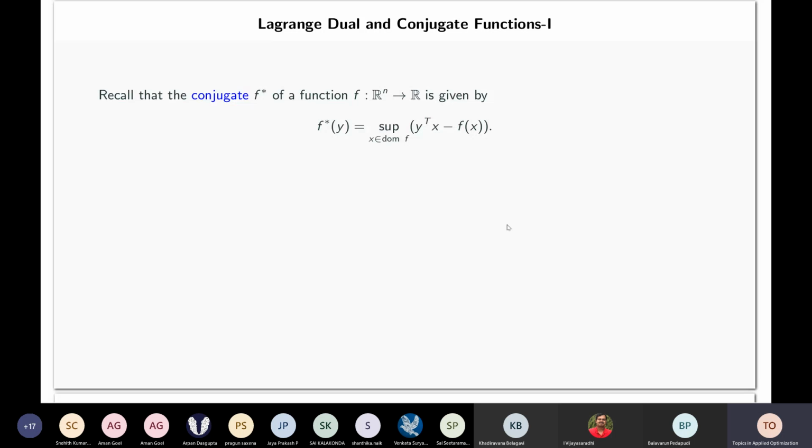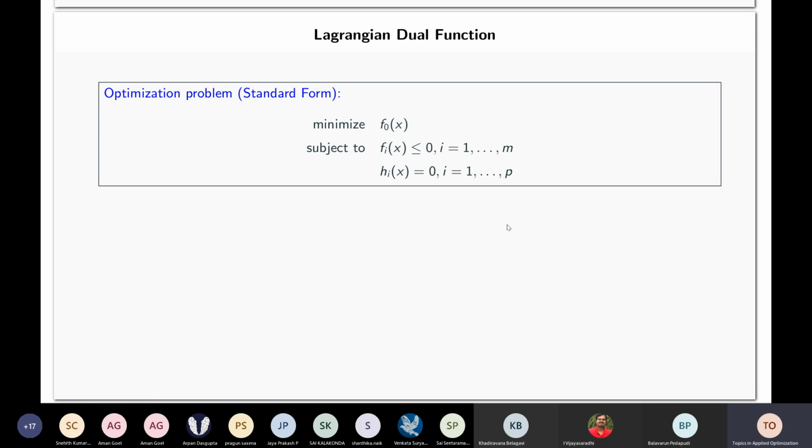Okay, good afternoon, everyone. We were doing duality, and the concept of conjugate functions will play a role in duality. Okay, this is where we were.